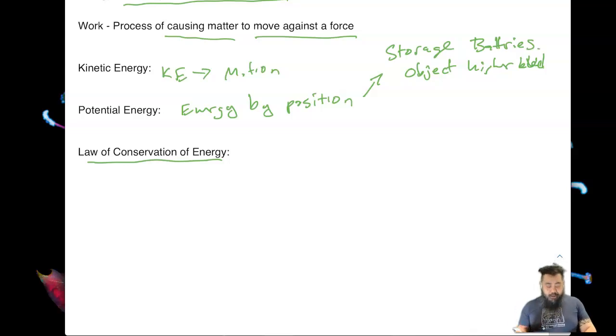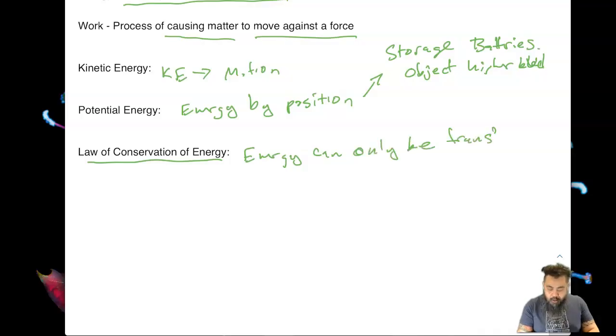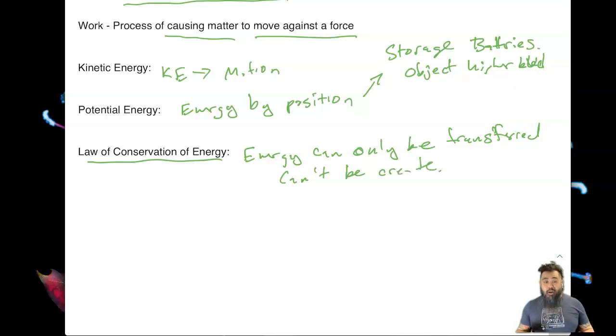So the last concept that is really important and really the crux of what we're doing in terms of this section's work is the law of conservation of energy. And this is where energy can only be transferred. It can't be created. So that is what we're really going to look at in terms of the work we're doing in this section, is how our different energies are going to transform based on our chemical reactions.